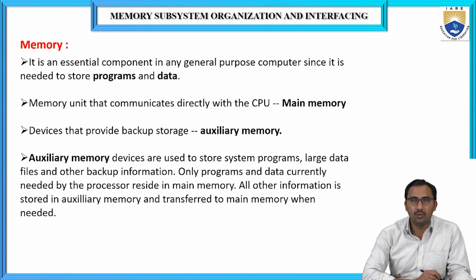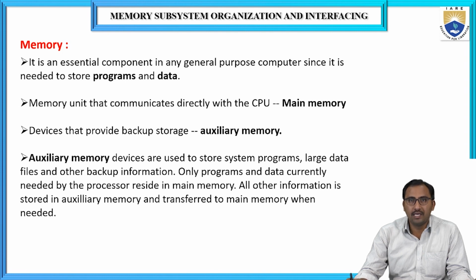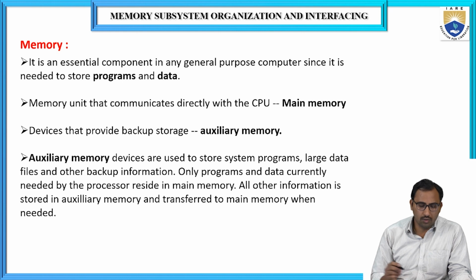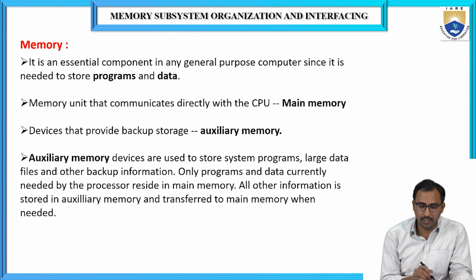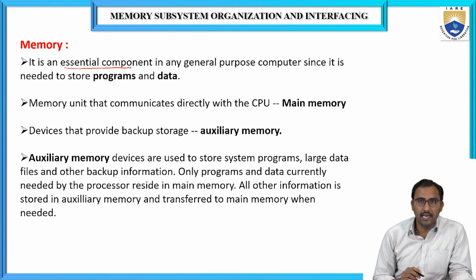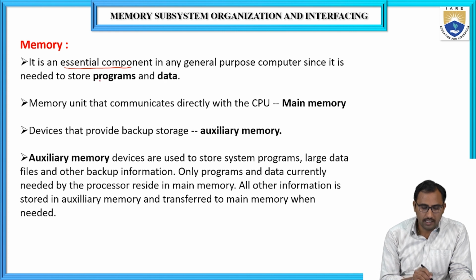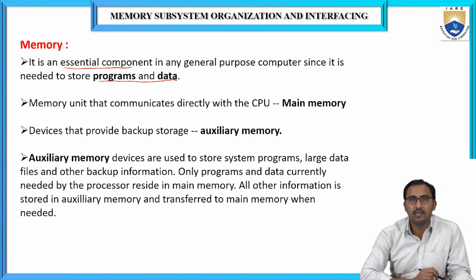Suppose you consider a basic computer system, it consists of mainly three components: the CPU, central processing unit, the memory subsystem, and the input and output subsystem. So these are the three essential components of the basic computer. Here the storage memory plays a key role. The memory is an essential component in any general purpose computer, since it is needed to store the programs and data.